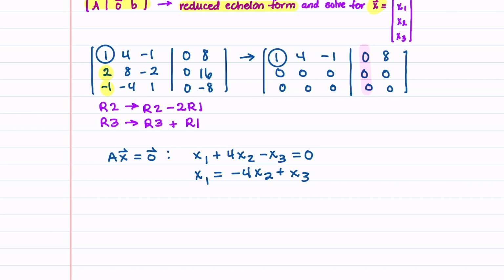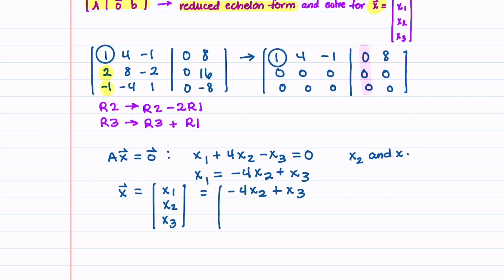Let's now write our solution x in vector form. I always tell students, write down your x first and then plug in. Your x is going to be x1, x2, x3. Now we're going to plug in for x1, so minus 4x2 plus x3. And then x2 and x3 are free, so they're going to go in as themselves. This is often a mistake students make. Those just go in as themselves.